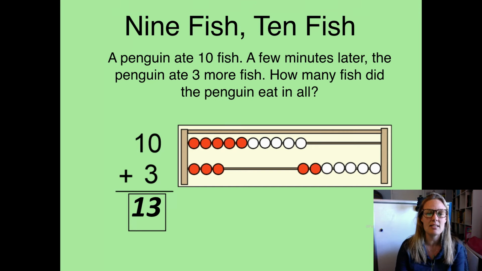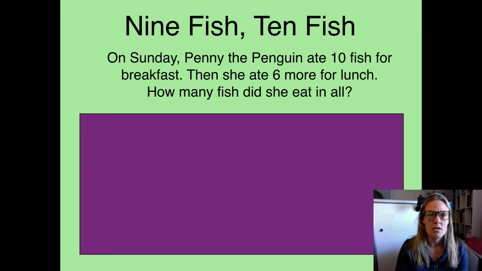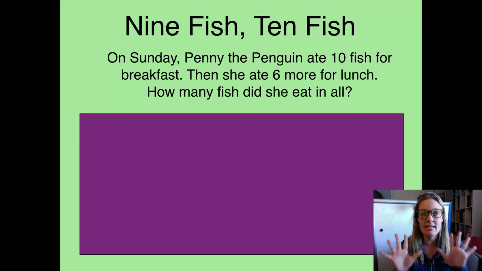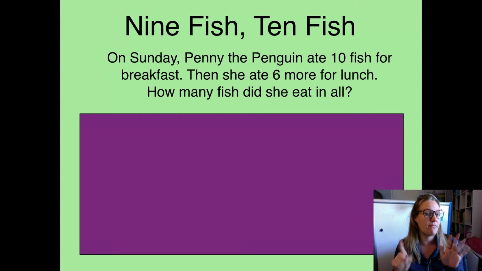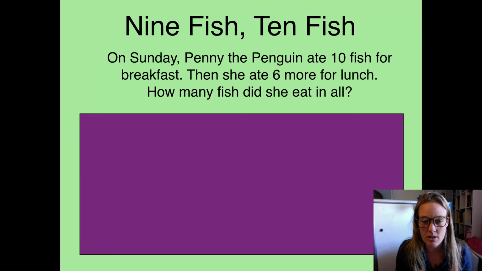Good job, guys. Let's look at the next one. On Sunday, Penny the penguin ate 10 fish for breakfast. That sounds like a familiar number we've been working with, yeah? Then she ate 6 more fish for lunch. How many fish did she eat in all? So again, before I reveal the equation, what are those important numbers that we talked about? Yeah, 10, because she ate 10 fish. And then what else? Yeah, and 6, because she ate 6 more. Those are our important numbers.